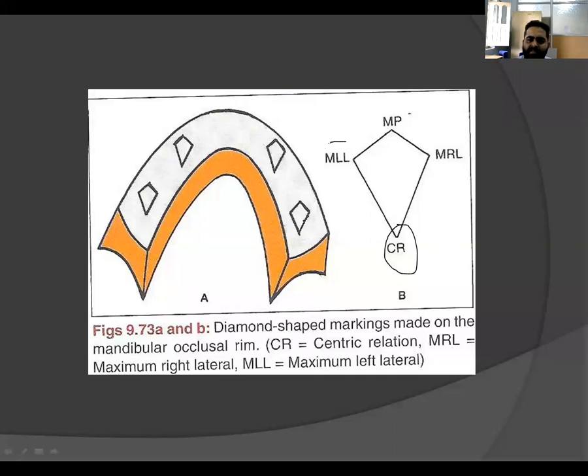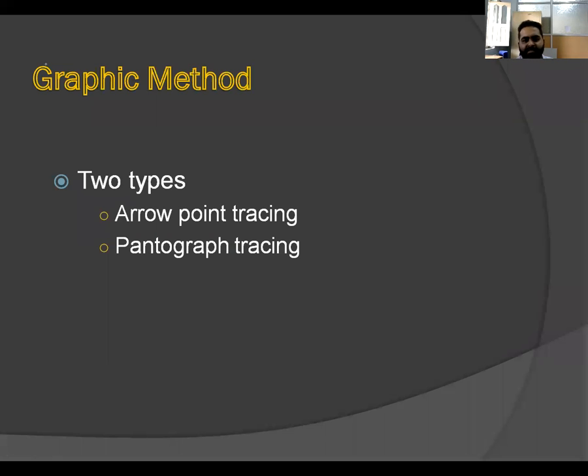Okay. This is the left lateral, right lateral. Okay. This is the protrusion position. Okay. First the patient does the protrusion, then the lateral movements, that is the lateral side on the left and the right. So we get this diamond type of shape marking on your mandibular wax rims. Okay. Then we guide the patient in the centric and seal it. We ask the patient to retrude in this position and seal the wax rim. The same is transferred again onto your articulators. The next method is your graphic method.